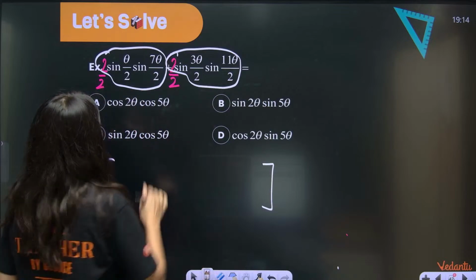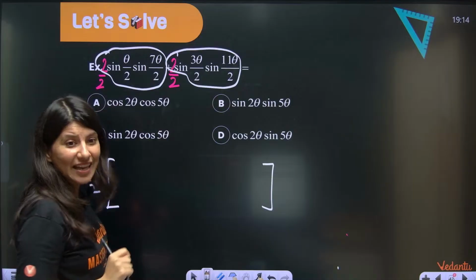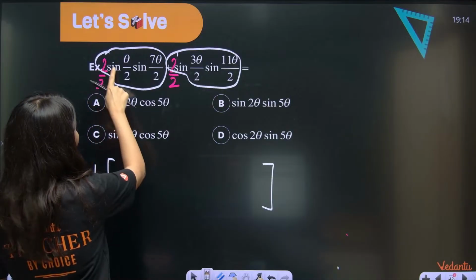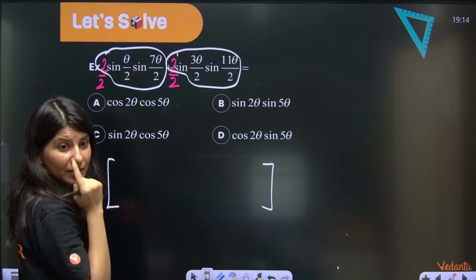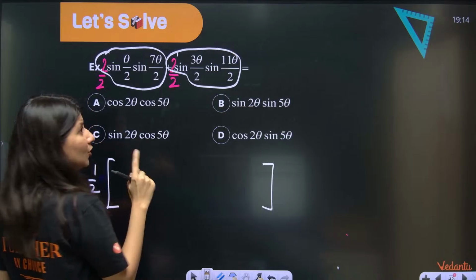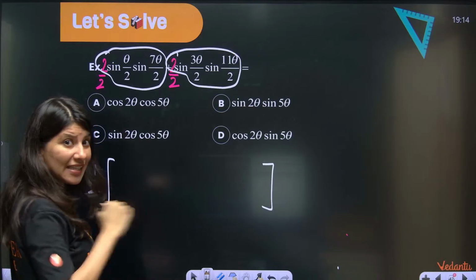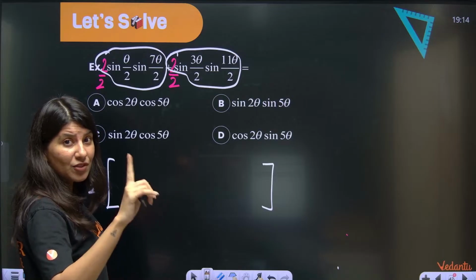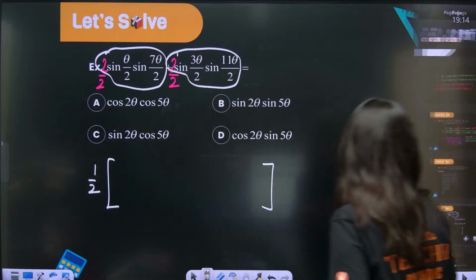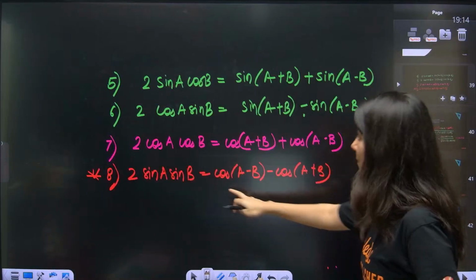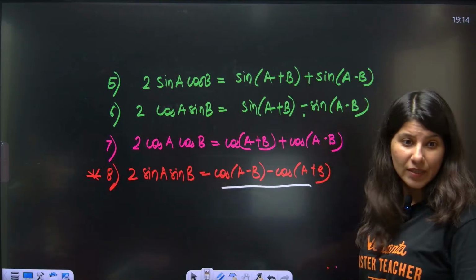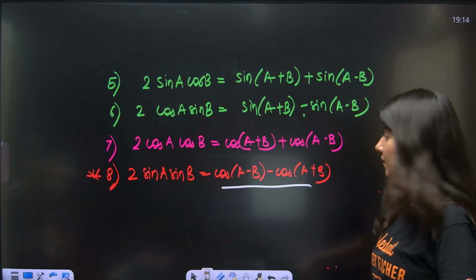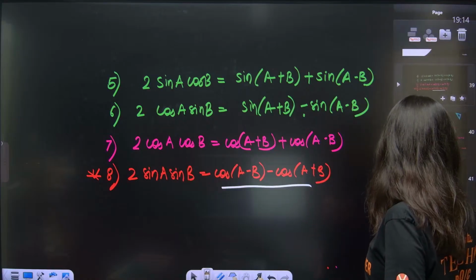Huh? 2 sin A, sin B. Tell me. 2 sin A, sin B. Who will tell me? So, ma'am, 2 sin A, sin B is the last formula actually. Last formula, remember, which I told you, remember it very clearly. 2 sin A, sin B is cos A minus B minus cos A plus B.